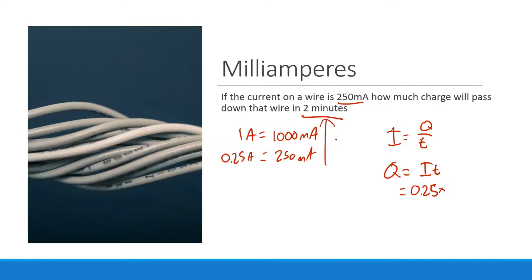This time they've given me the time as 2 minutes. I can't use 2 minutes. I have to change that into seconds. 2 times 60 is going to give me 120 seconds. So 0.25 times 120, that'll give me how many coulombs of charge pass through, which is going to be 30.